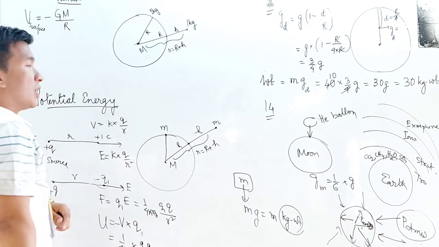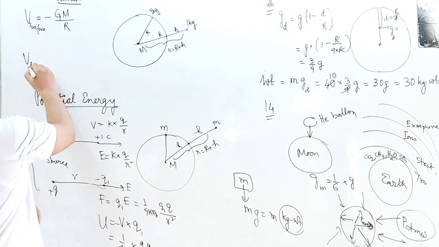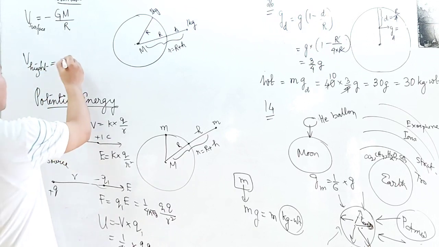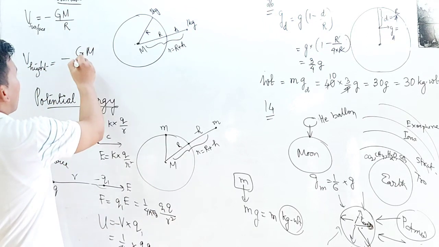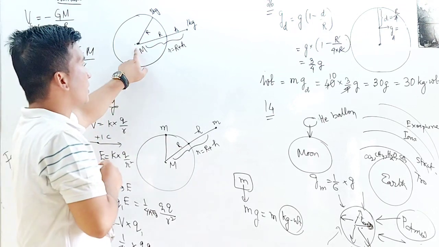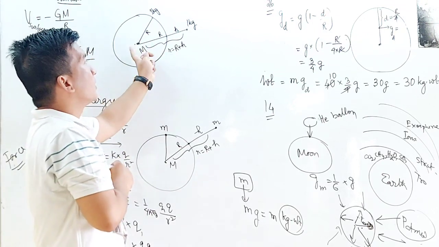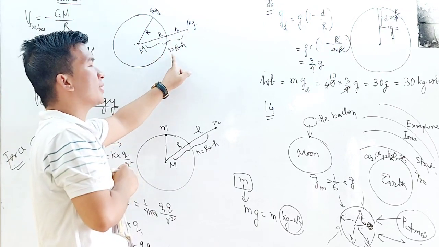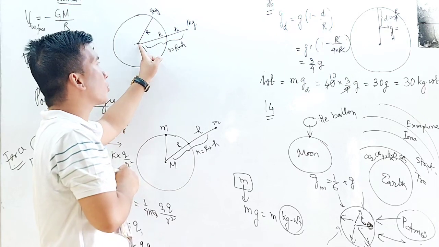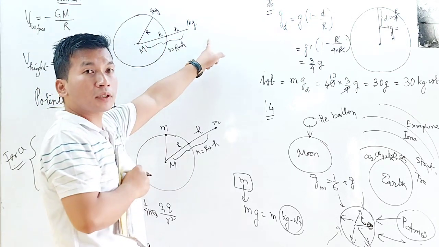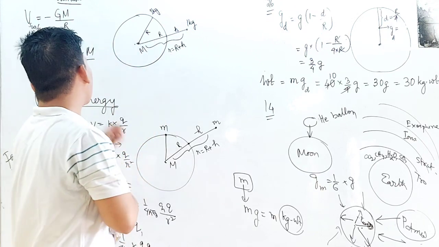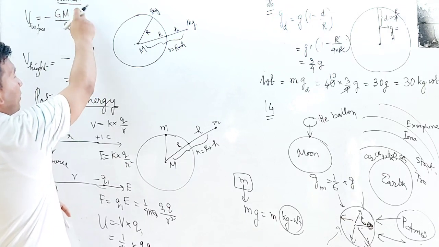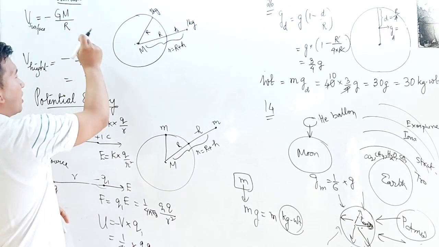Next, the potential at some certain height. Our answer will be very simple: minus capital G M divided by the distance. Our effective distance will be small r, that is, the radius R plus height h. It will be equal to the effective distance small r, so the potential equals minus capital G capital M divided by distance.